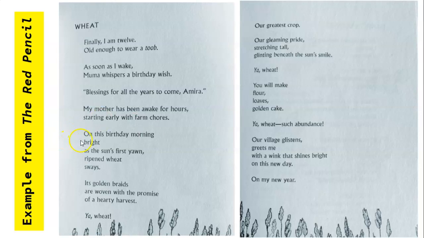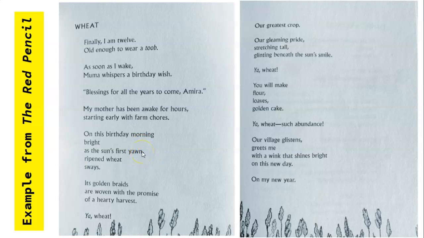If I were reading out loud this stanza, I wouldn't do this: On this birthday morning, bright as the sun's first yawn. I wouldn't do it that way. Instead, I would continue reading when I got to the word morning. So I would say, on this birthday morning, bright as the sun's first yawn. Notice I didn't take a breath until I got to this comma.